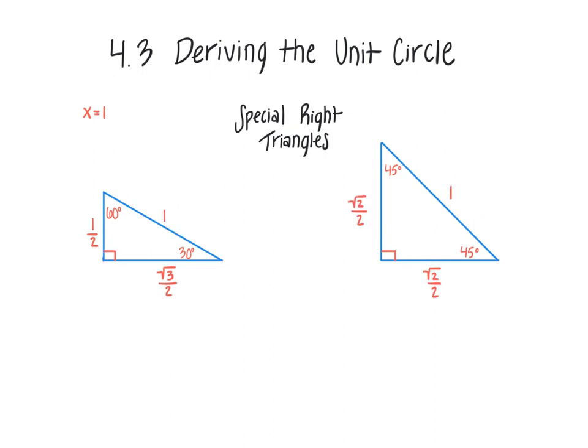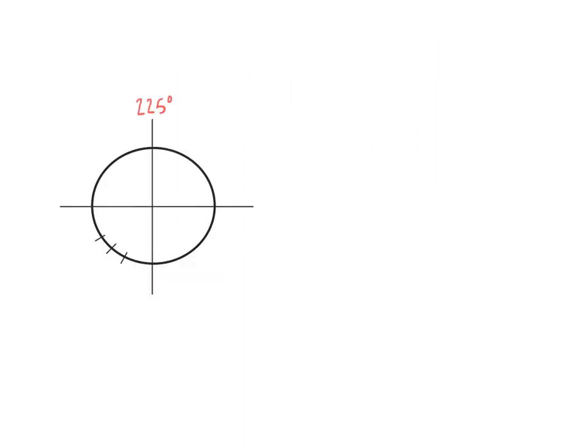So now, as you can see, both of our special right triangles have a hypotenuse of 1, which is exactly what we want. And now I've also cleaned up the side lengths so that they're completely simplified and rationalized. So these are going to be the special right triangles that we use over and over again as we derive the unit circle. So here is one of the angles that you will be responsible for doing on your packet.